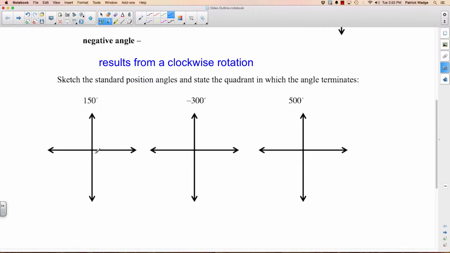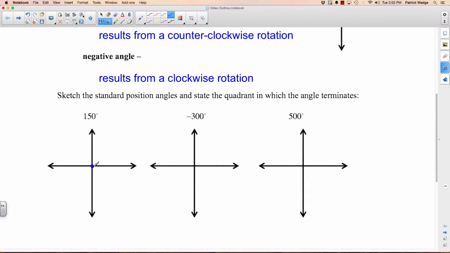So for a standard position angle, there's some stuff you can always do. You can always put the vertex at the origin. You can also always put the initial side running along the positive x-axis. So if you wanted to, you could do that for all of these right now. If it's a standard position angle, the vertex is at the origin, and the initial arm goes along the positive x-axis. Now, where's the terminal side, or the terminal arm?